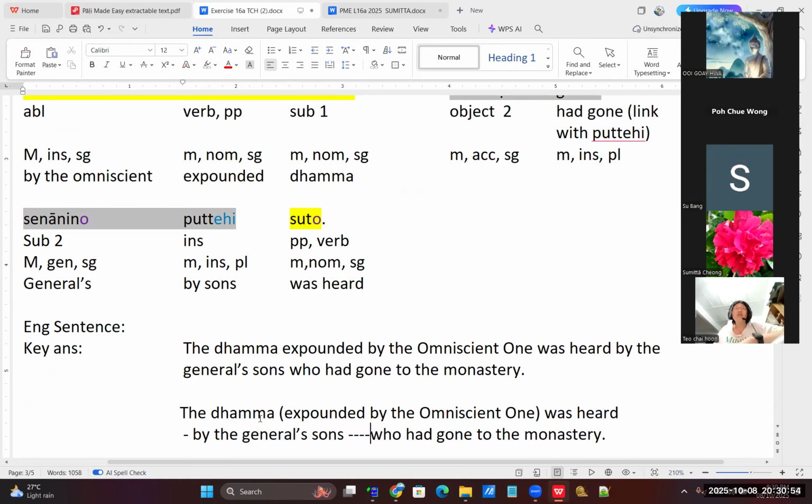Right? What kind of Dhamma? Expounded by the omniscient one. Son, whose son? General's. What did the son do? Gone to the monastery. Like this. So easy to write. Okay? That's the way we break the English, right?